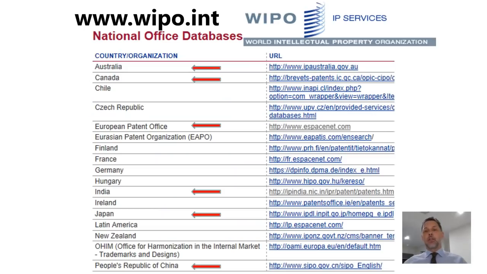Not all countries are covered by the databases that I just mentioned, in which case WIPO has a listing of national offices, and following those links, you may get to databases for patents, designs, if they exist, and do some further searching there. Now, this isn't a complete listing. I've just highlighted some of the notable jurisdictions that people tend to want to search.